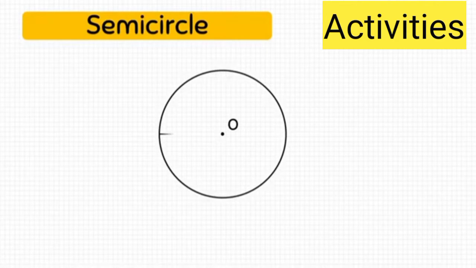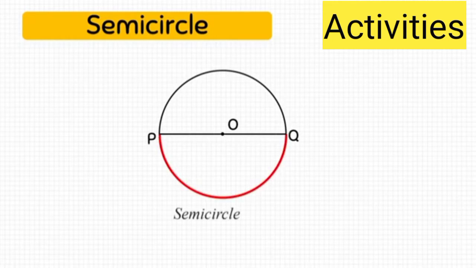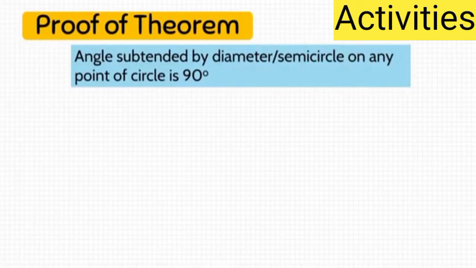Now students, if PQ is the diameter of the circle, then both the arcs are equal and each arc is called a semicircle. Now students, we have understood the concepts which are required to prove this theorem. So let's first prove this theorem geometrically.